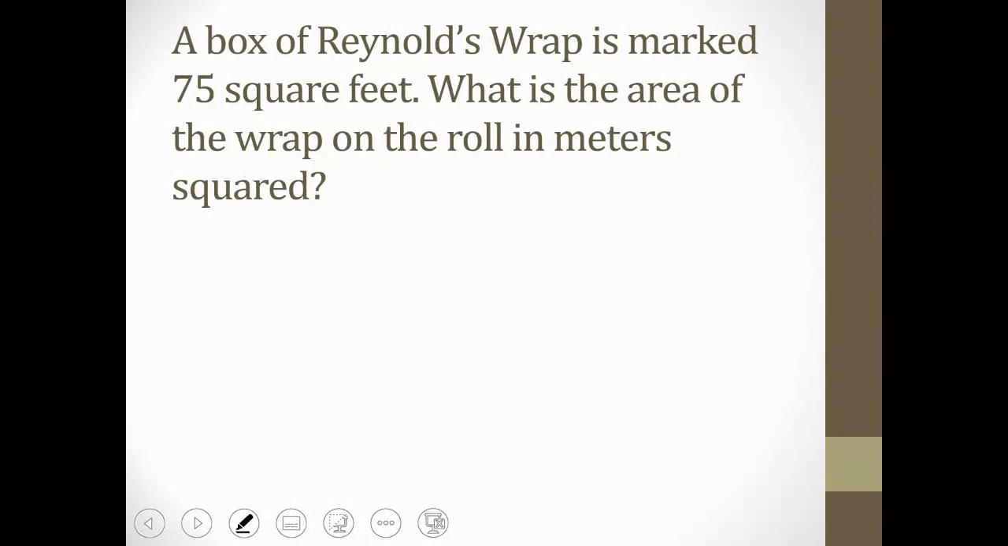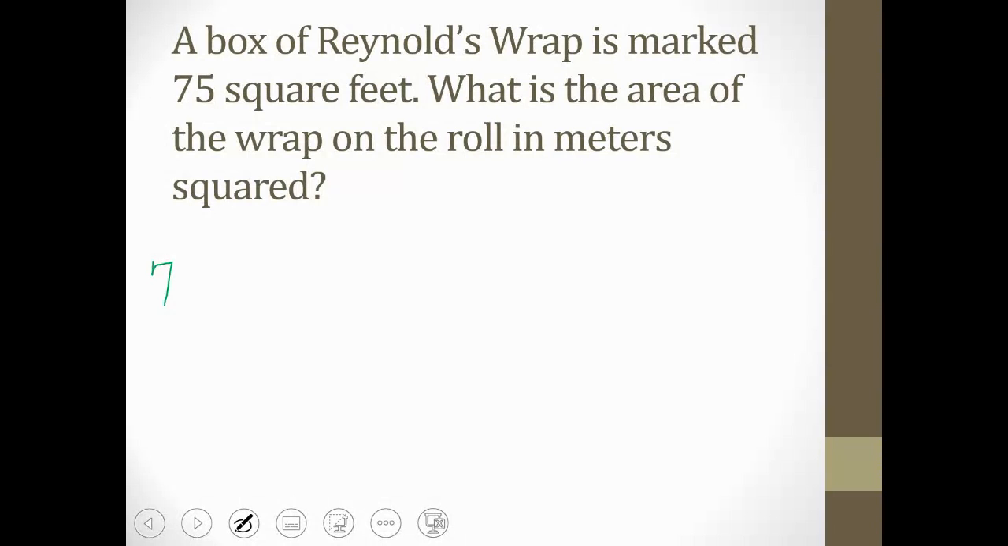Now, in the next problems, what we're going to talk about is what do you do if you have squared or cubed units? How do you convert those? I looked on the box of Reynolds Wrap that I have at home, and it says that it is 75 square feet. But I have something that I need to coat with the foil, and I need to know how many square meters are available. So I need to do a conversion so that I can compare this.